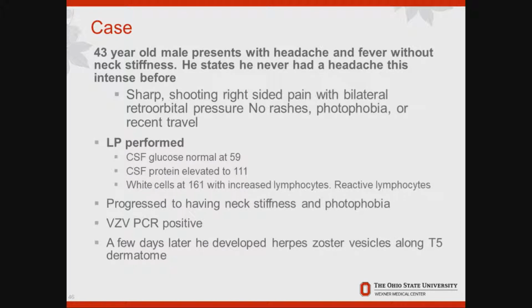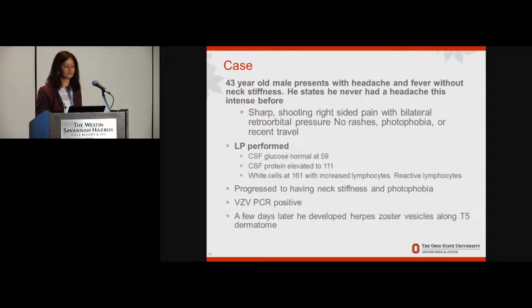Again, a lumbar puncture was performed, and glucose this time was normal at 59, with CSF protein elevated to 111. Again, there were very reactive lymphocytes, and increased white blood cells were present as well. While he was at the hospital, he developed neck stiffness and photophobia, and different PCR tests were ordered. The VZV PCR came back positive. A couple of days later, he developed herpes zoster vesicles along his T5 dermatome, pretty much confirming his diagnosis. Again, with this particular case, there were no obvious signs of VZV at the time, so it was really important to devise the right test. The differential was rather broad in the beginning.